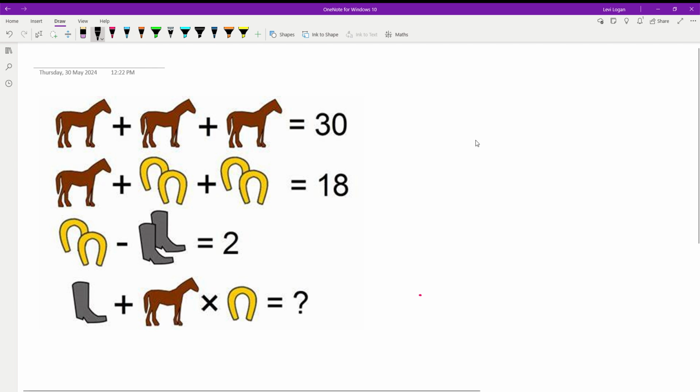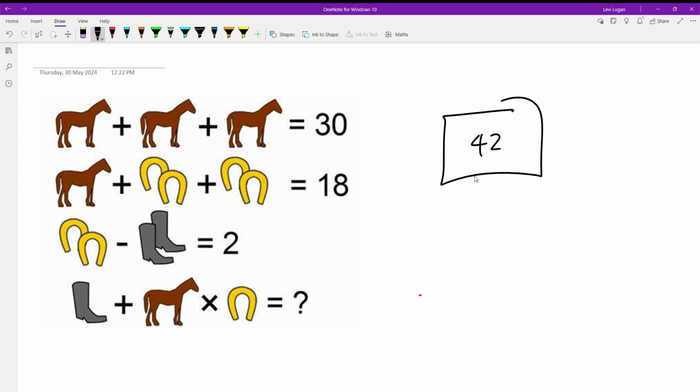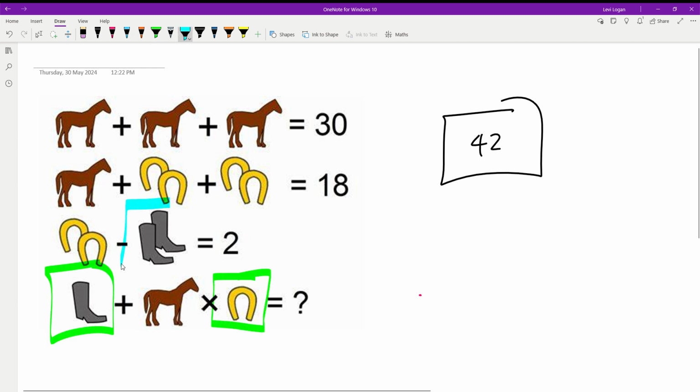Alrighty, so if you got 42, unfortunately that's not correct. Mainly because you've got to look for something deep in this question pretty much. Notice they have two hooves and two boots. However, in the final equation they have a single hoof and a single boot, which are different to the two boots here and are different to the two hooves in pretty much every other equation, okay? So if you got 42, unfortunately that is not correct, okay? So this is how you solve this particular problem, right?